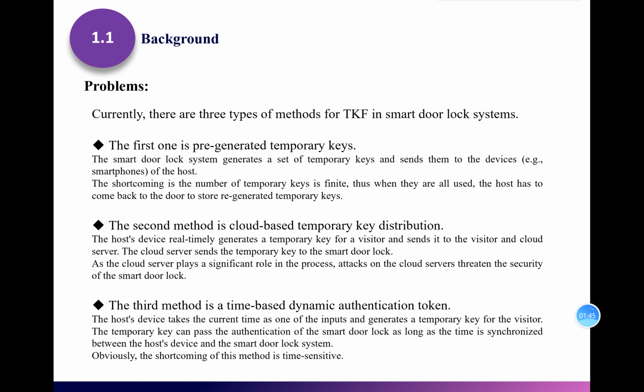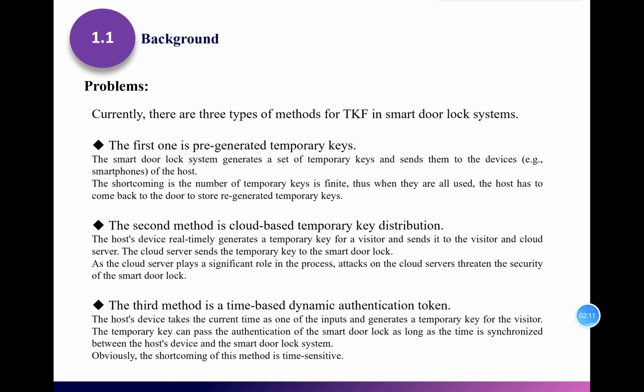The second method is cloud-based temporary key distribution. The host device real-timely generates a temporary key for a visitor and sends it to the visitor and the cloud server. The cloud server then sends a temporary key to the smart door lock. Because the cloud server plays a significant role in the process, attacks on the cloud servers threaten the security of the smart door locks.